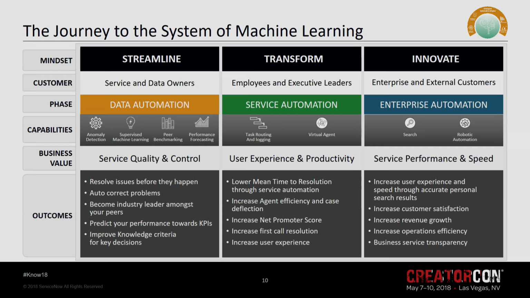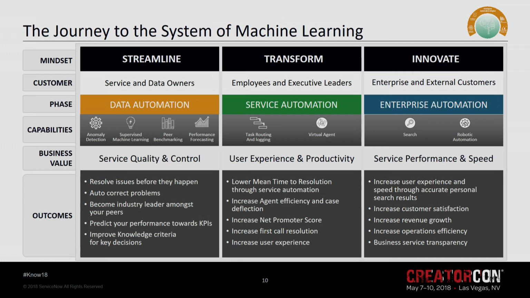This is the journey that most customers take. They start with service quality and control, where you're starting to streamline the processes. You're starting to predict things, correlate items, and do some anomaly detection, basic things like that. Then when you get into transformation, you start doing automated task routing so that you're not ping-ponging requests across the environment. You're starting to enable virtual agents, so you start deflecting calls away from humans.